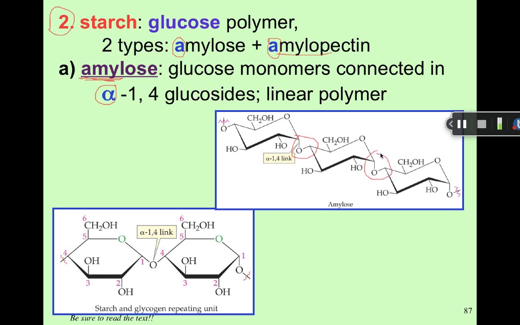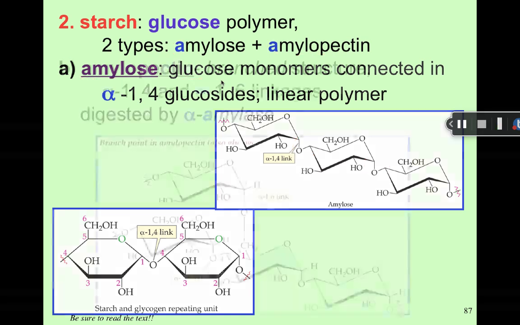Don't expect to have to sort one out from a picture. I think you can recognize that as alpha-1,4, but it might not be your favorite way to recognize one. The fragment at the bottom of this slide shows you just a segment out of an amylose molecule with the alpha 1,4 linkage between glucose monomers again.